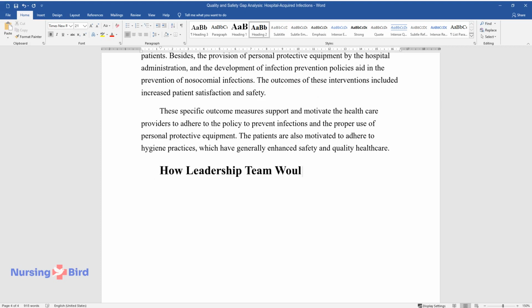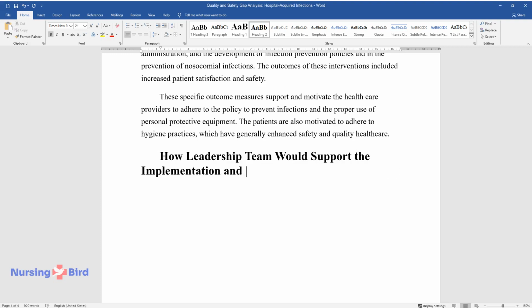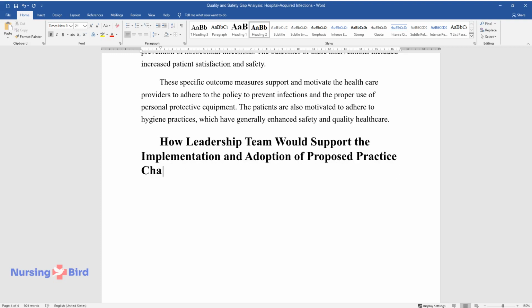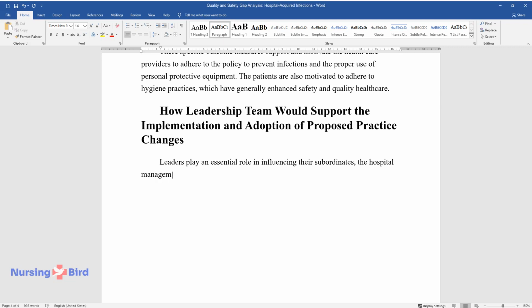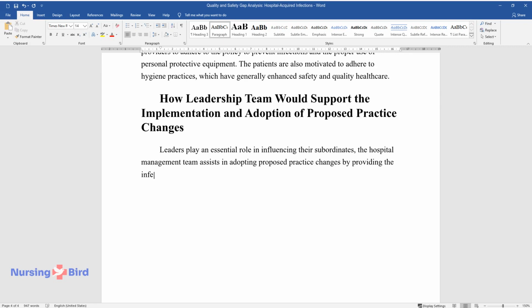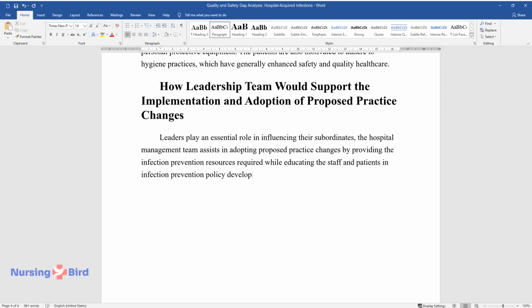How leadership team would support the implementation and adoption of proposed practice changes. Leaders play an essential role in influencing their subordinates. The hospital management team assists in adopting proposed practice changes by providing the infection prevention resources required while educating the staff and patients in infection prevention policy development.